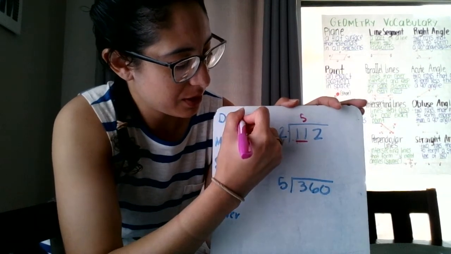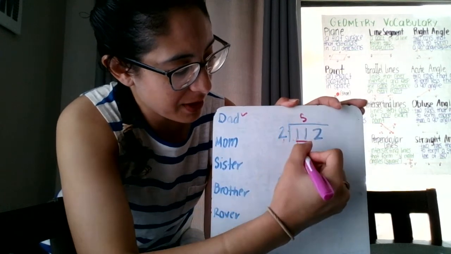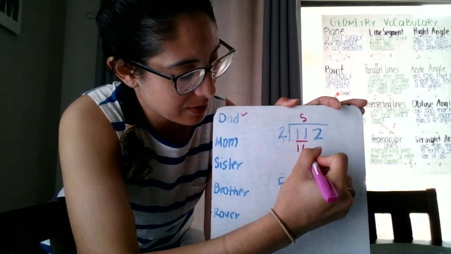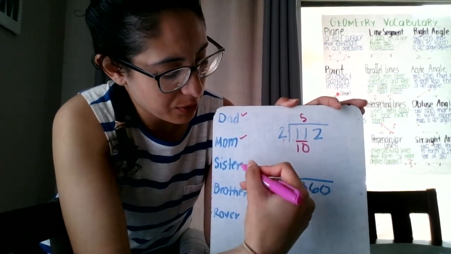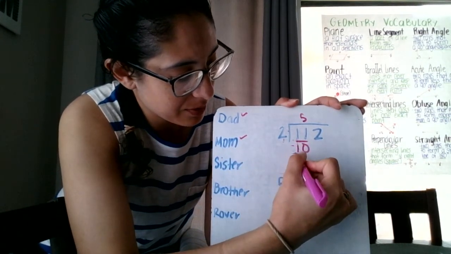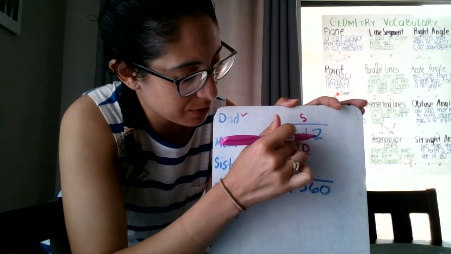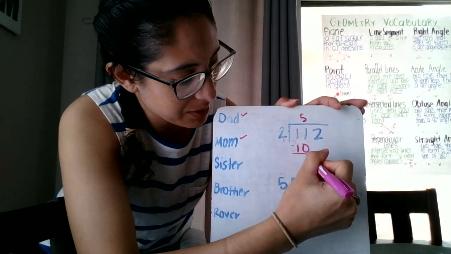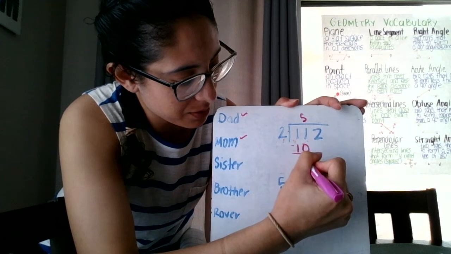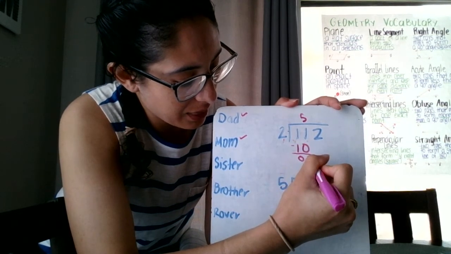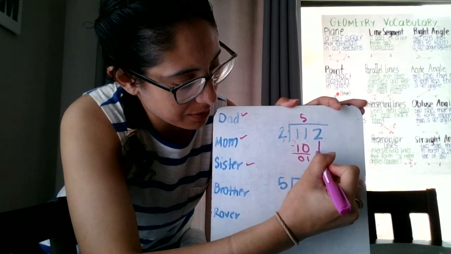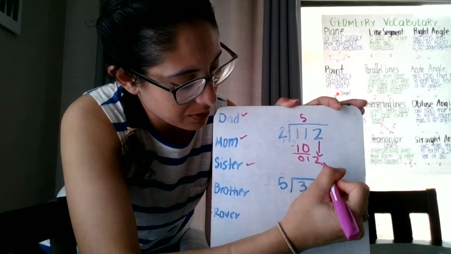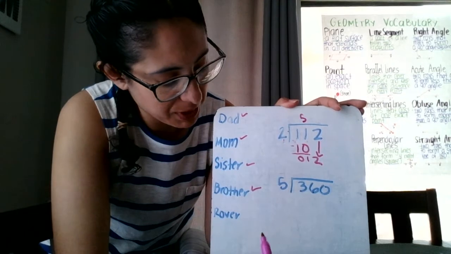So we divided. Now 2 times 5 is 10. Then we're going to subtract. Let me move this line so it doesn't confuse you. 1 minus 0 is 1. 1 minus 1 is 0. And then we subtracted. Now we're going to bring down. Now we get to repeat.